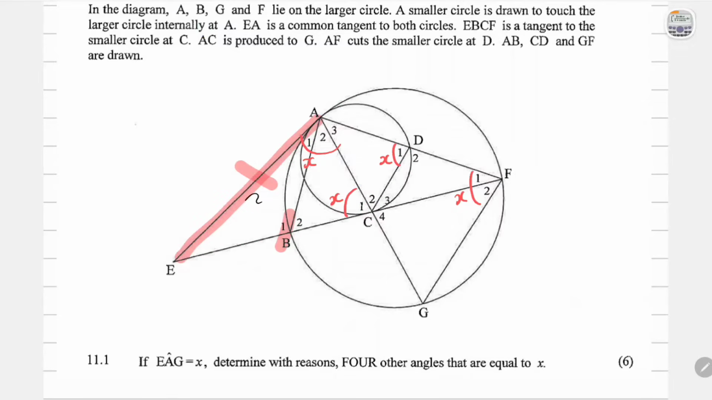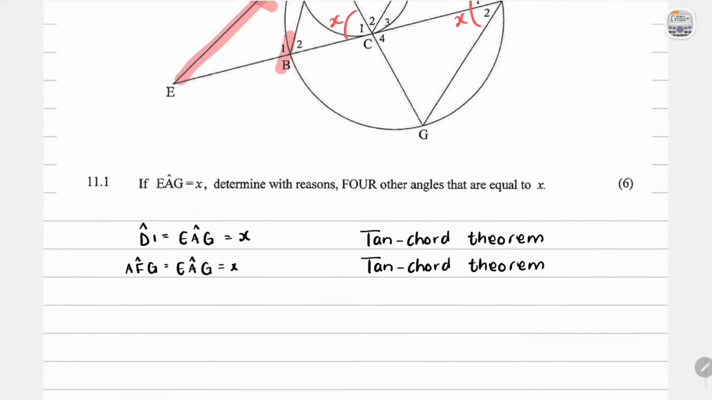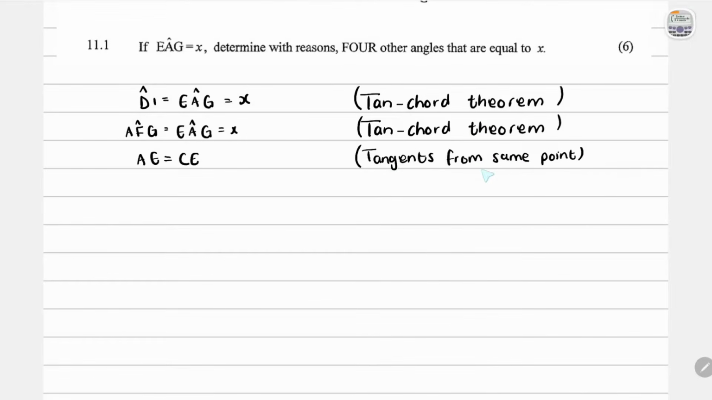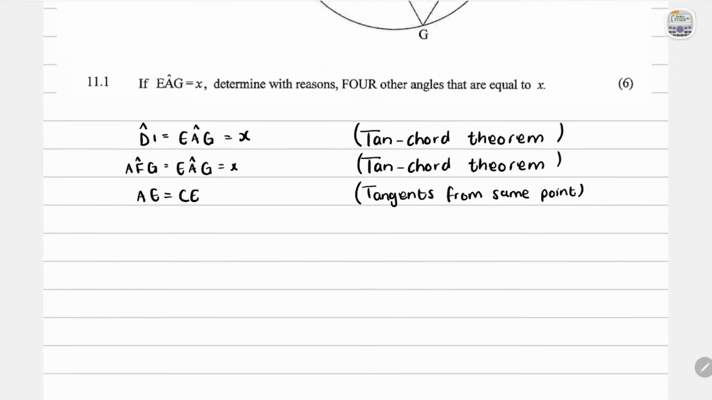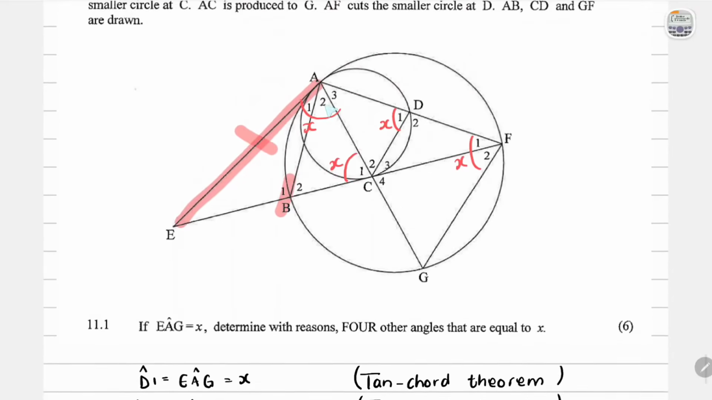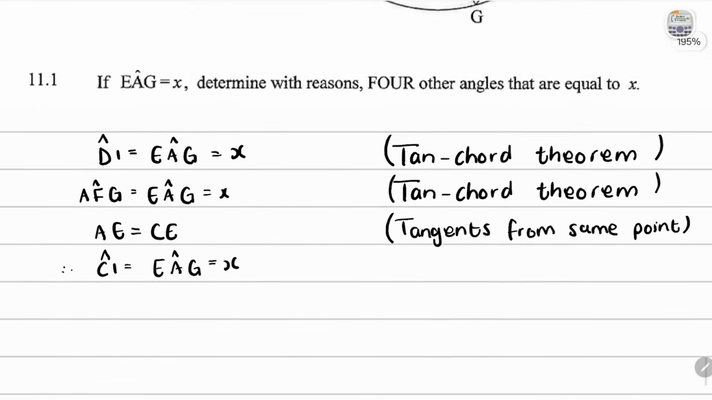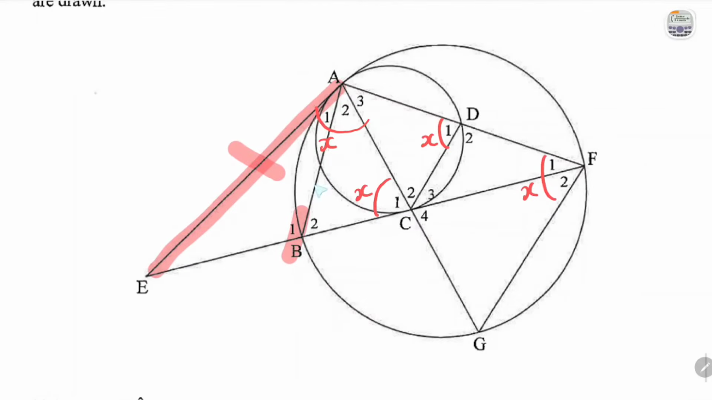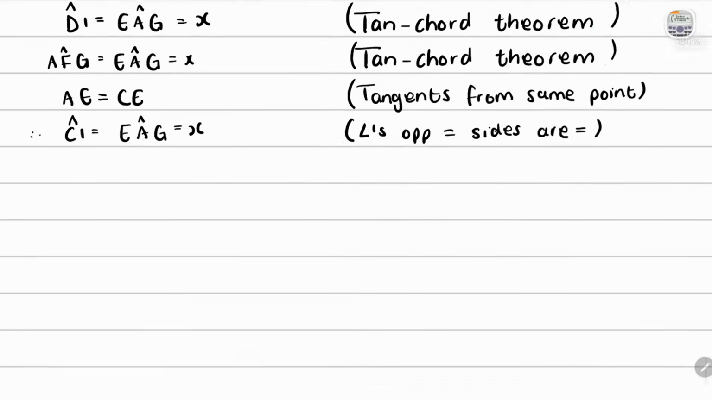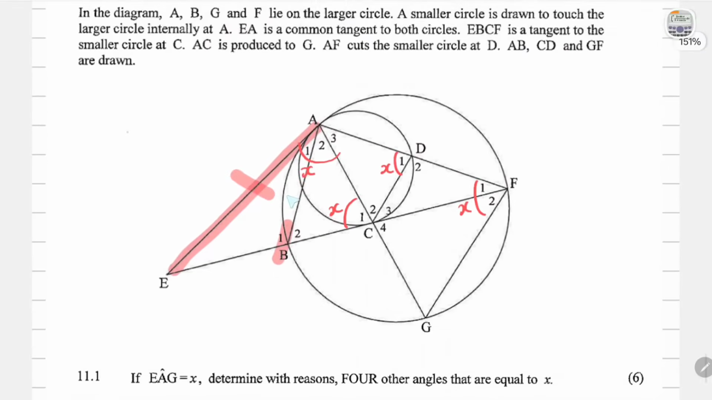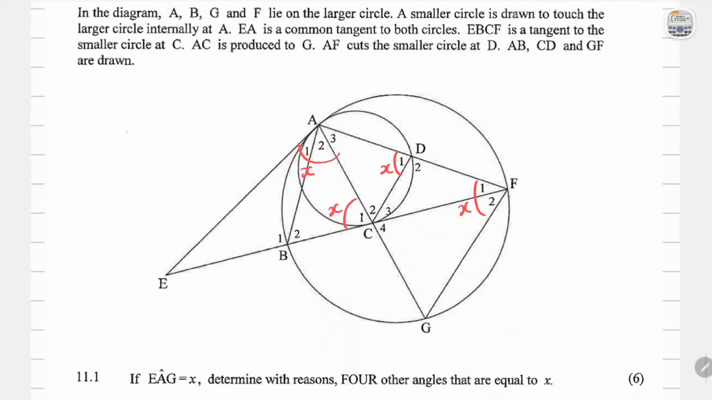So with this one, let's go ahead and state the sides that were equal that made these angles equal. So AE is equal to CE first, and that is because of tangents from the same point. Tangents from the same point are equal, therefore these two angles are equal. Angle C1 is equal to angle EAG as well, which is also equal to X. And the reason for that would be angles opposite equal sides are equal. So that is the third one that is equal. And then we need one more.